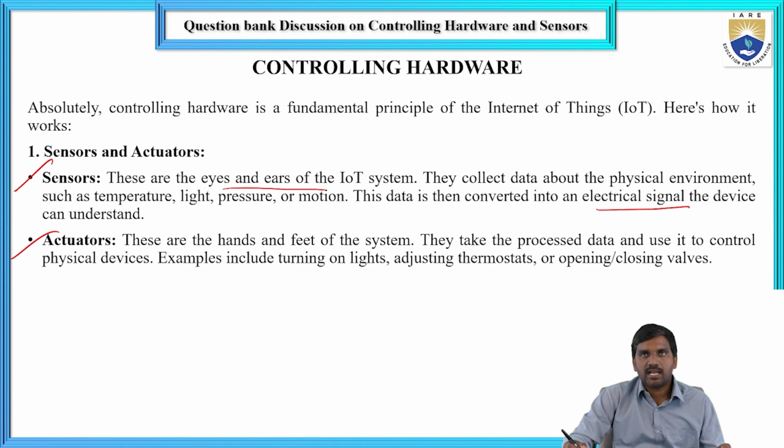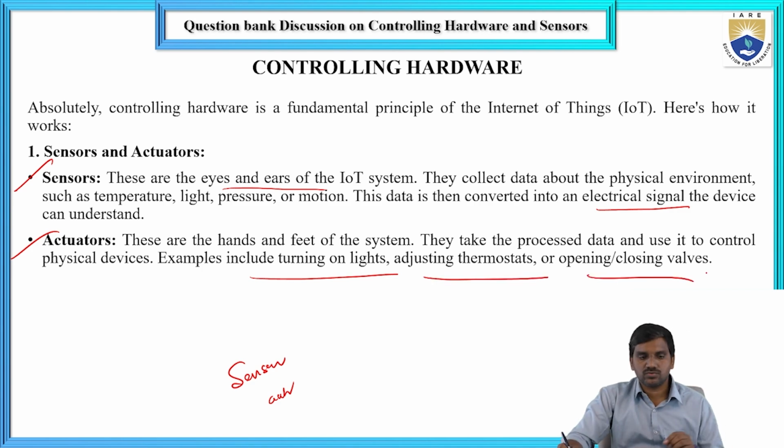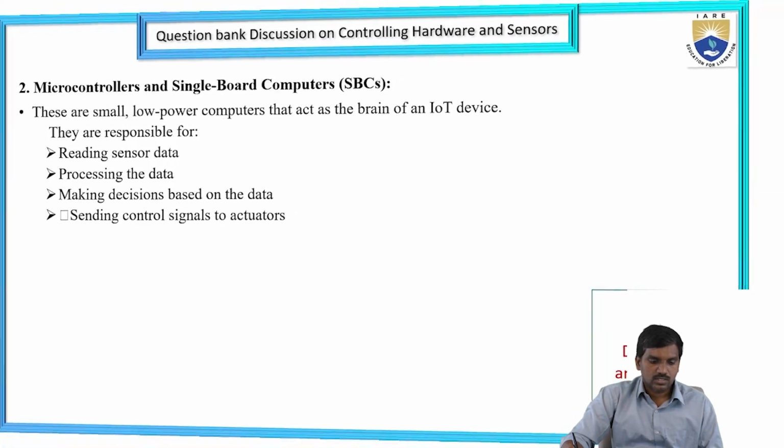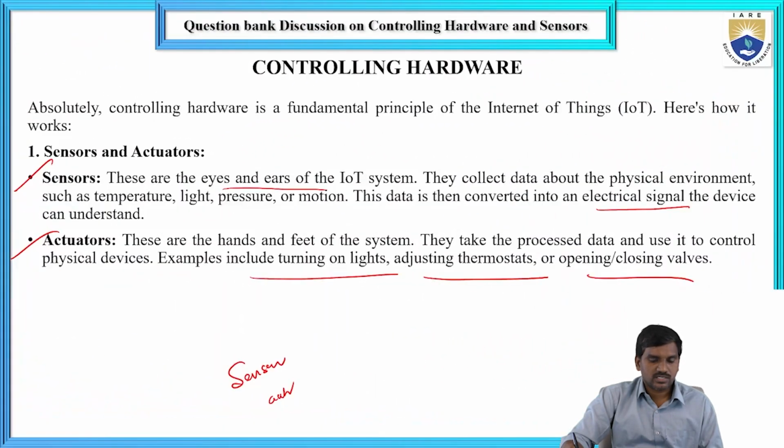Actuators are the hands and feet of the system. They process the data and use it to control physical devices, for example turning on lights, adjusting a thermostat, and opening and closing valves. So these are what sensors and actuators are. The first point is sensors and actuators.